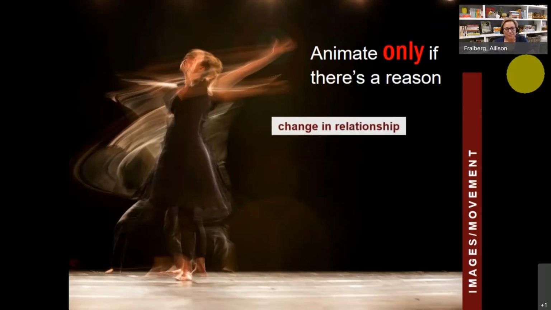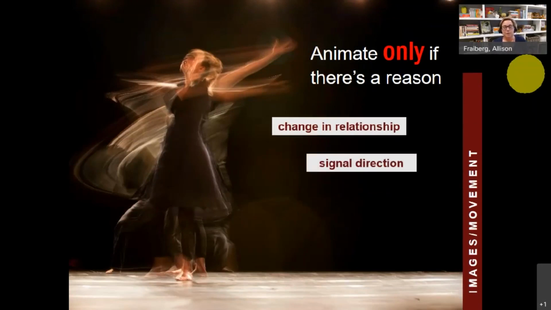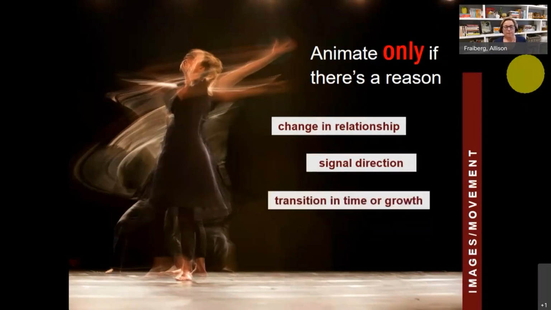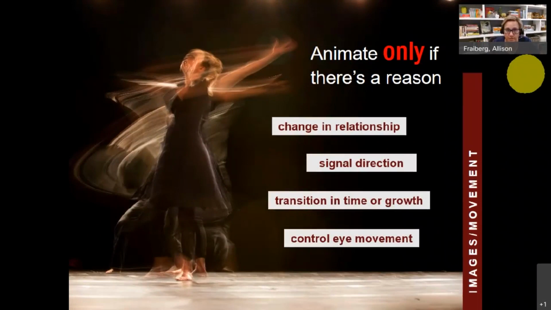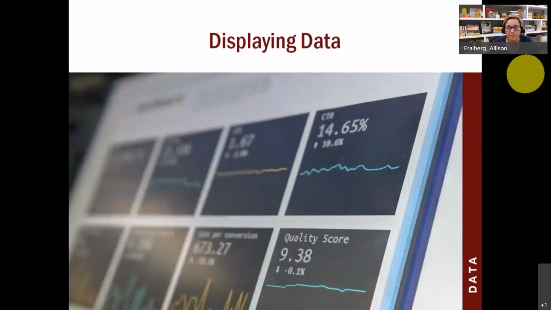Animate only if there's a reason, like you're trying to show a change in a relationship. Maybe you're trying to signal a direction. Maybe you're trying to show a transition in time or a growth. Maybe you're trying to control the eye movement of your audience. I'm trying to guide you with animation to what I want you to see. But don't just animate because you want to.